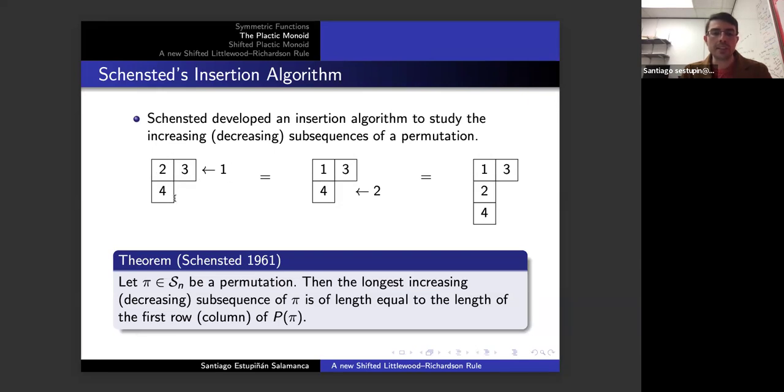The way that it works is, let's say you have this diagram 2, 3, 4. You want to insert the element 1. You start by inserting it in the first row. You see what is the smallest element greater than 1 in the first row, and that is 2. You place 1 in its position, you bump 2, and then you repeat the same process for 2 in the second row, and so on until there are no more elements to insert.